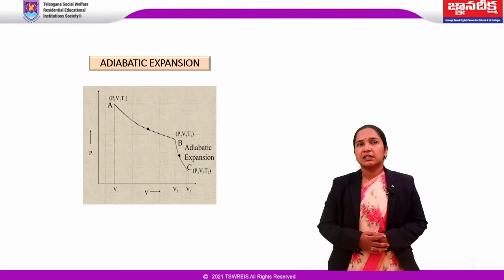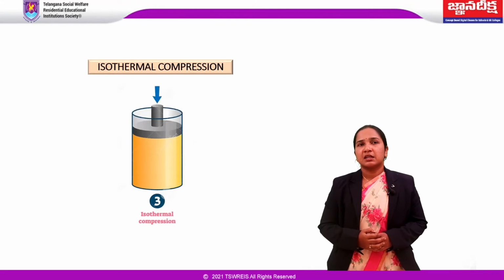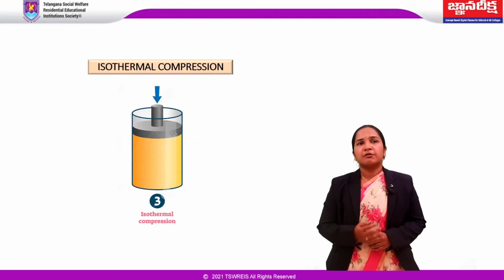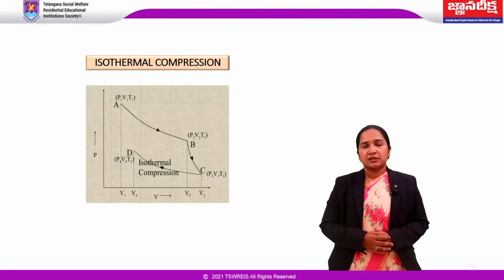The third one is isothermal compression. The cylinder is kept in contact with the sink. The piston of the cylinder is moved inwards. The gas is compressed at constant temperature. The excess heat produced, Q2, will flow into the sink to keep the temperature constant. The volume decreases and the pressure increases. This is called isothermal compression. So the diagram represents the isothermal compression, CD.